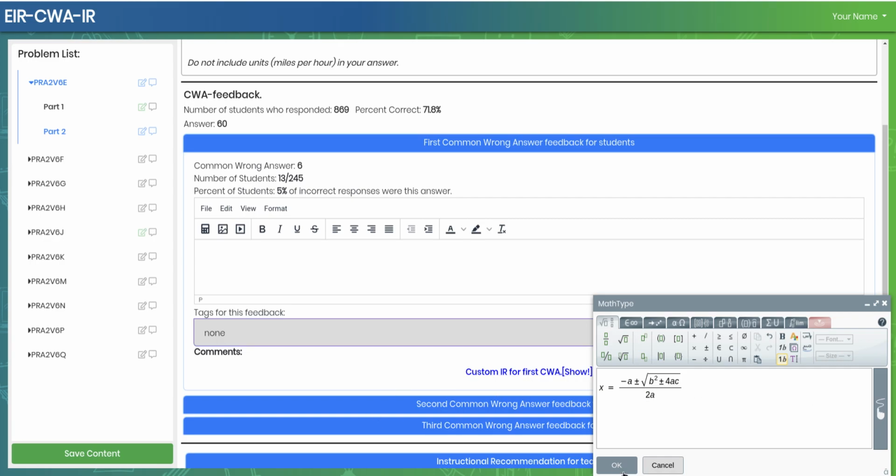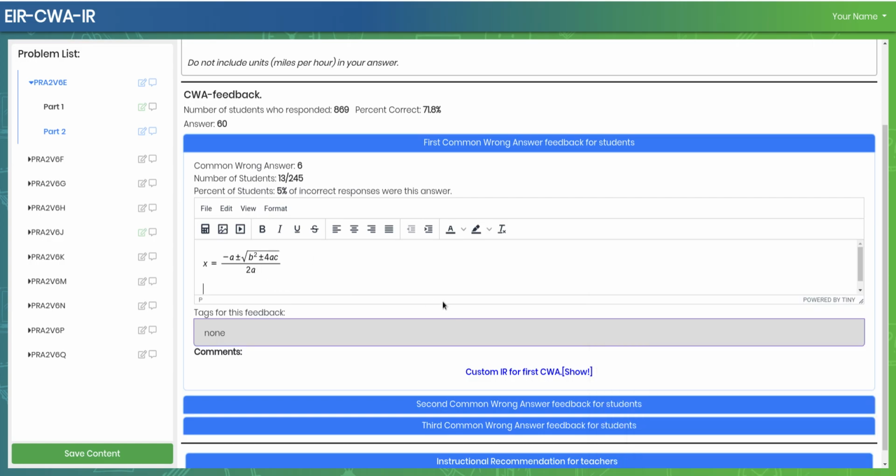Naturally, once the formula is completed, you write the rest of it in the TinyMCE itself, where x is a variable and a, b, c are constants. And then whenever you click outside, it saves for you.